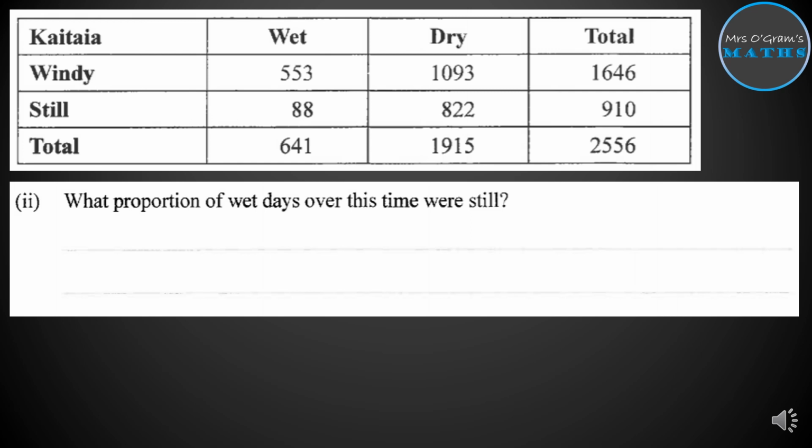So part 2 is pretty straightforward. What proportion of wet days over this time were still? So we are restricting this down to only look at the wet days, giving us a total of 641, and of those 88 were still. So it's 88 out of 641, and if you wrote that as a decimal, it would be 0.1373. I'm going to 4 decimal places just to be on the safe side. If you did 3, that's probably fine as well.